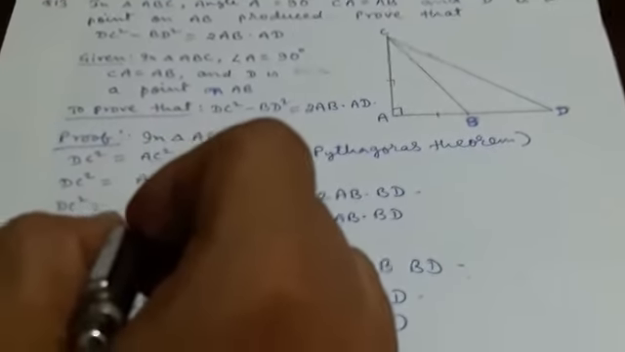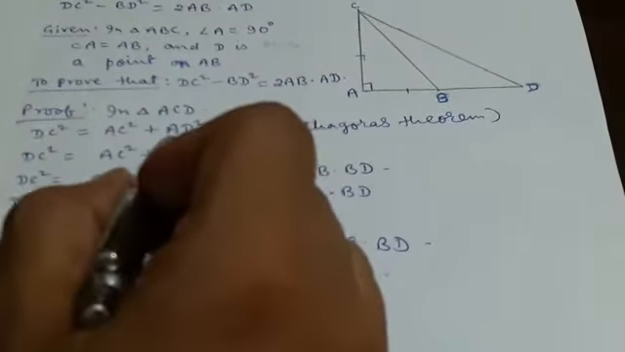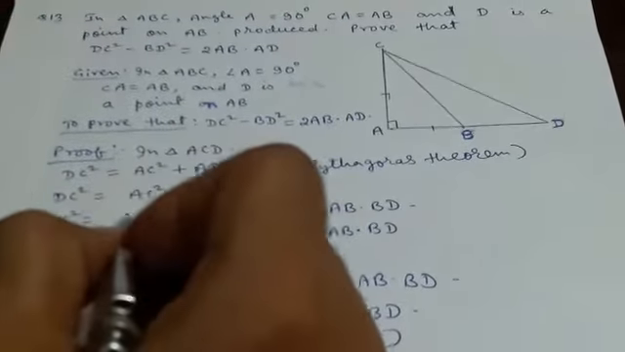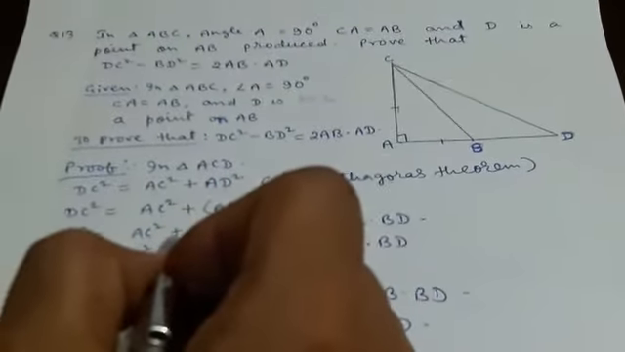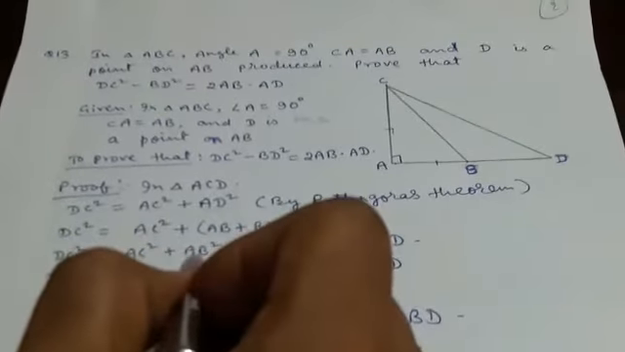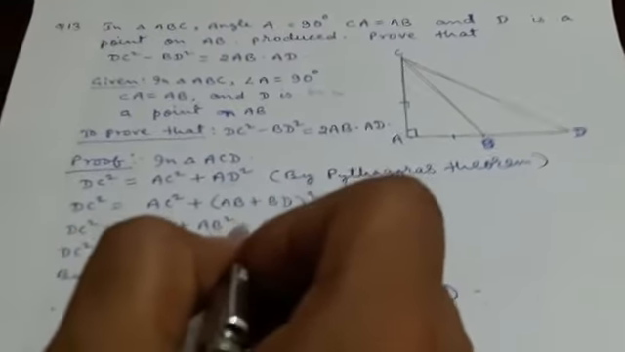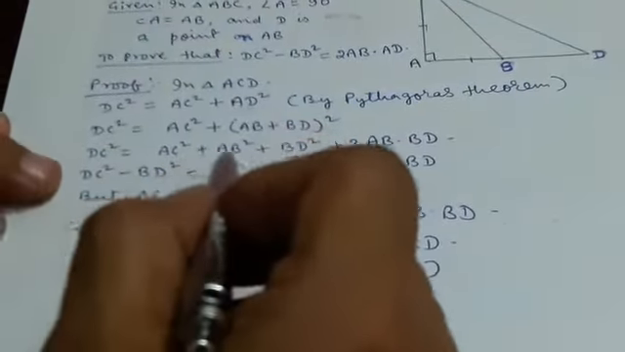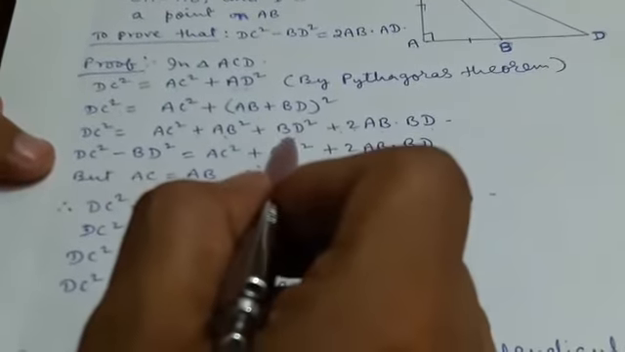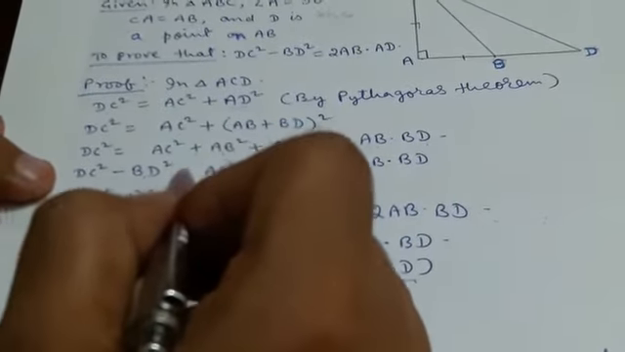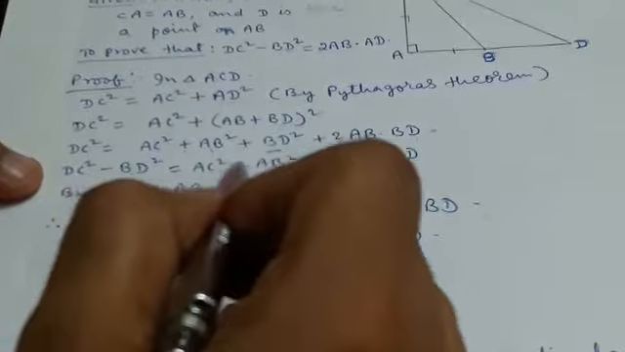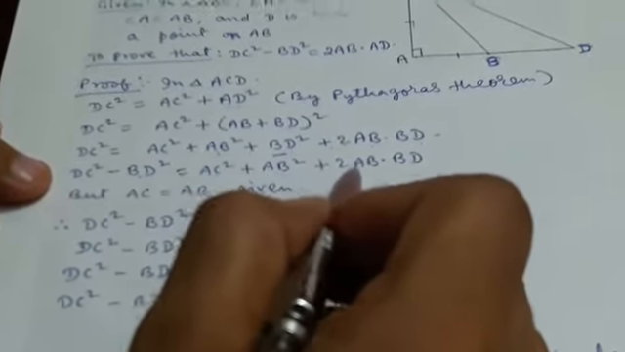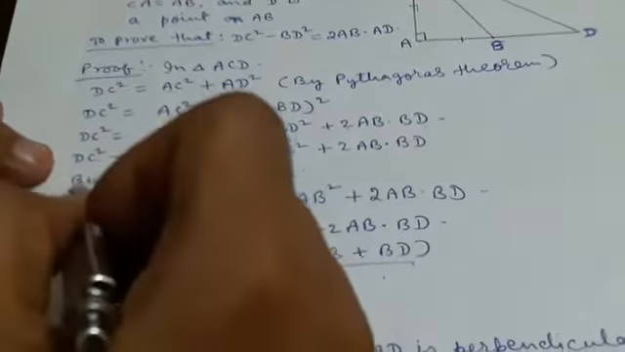So DC square is equal to AC square plus, in place of AD we will write AB plus BD whole square. So DC square is equal to AC square plus (AB plus BD) whole square, which means AB square plus BD square plus 2 into AB into BD. We will transpose this BD square to the right hand side: DC square minus BD square is equal to AC square plus AB square plus 2AB into BD.